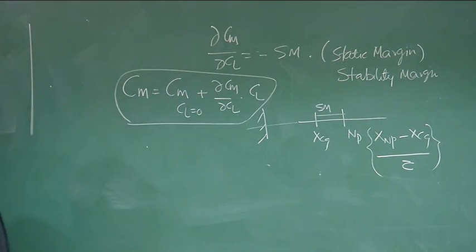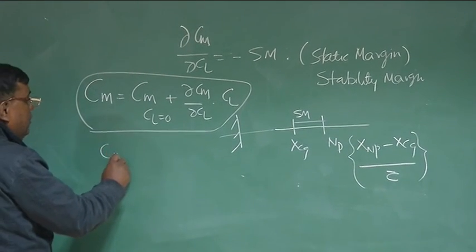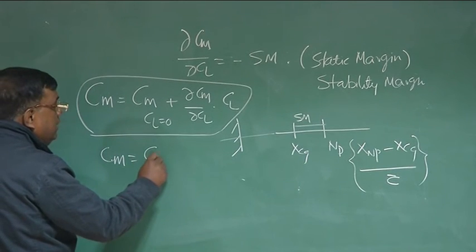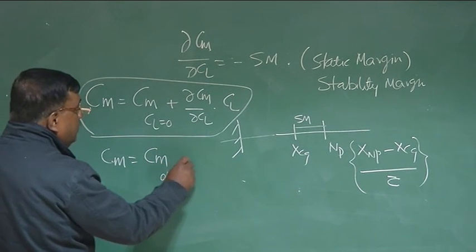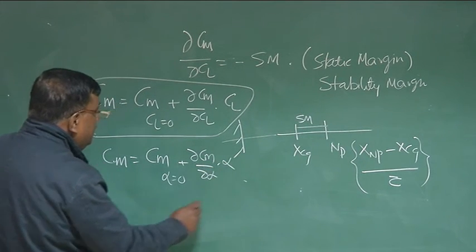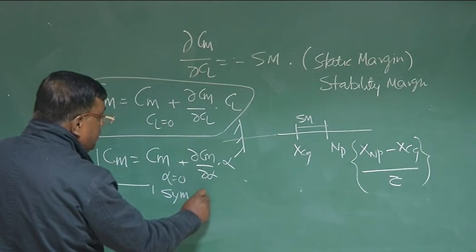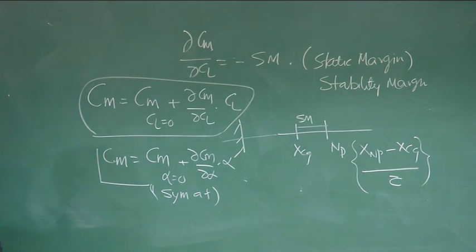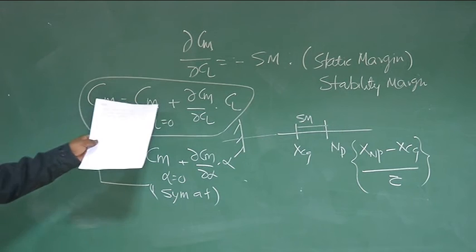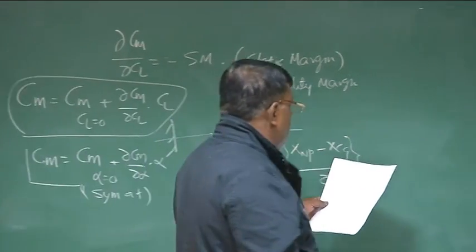This is the expansion. For a symmetric aerofoil, how do we write? If I want to write in terms of alpha, I write Cm at alpha equal to 0 plus dCm by d alpha into alpha. This is workable for a symmetric aerofoil. But when I have a cambered aerofoil, then I prefer to express Cm as Cm at Cl equal to 0 plus dCm by dCl into Cl, okay? Now, once we understand, let's do a problem.